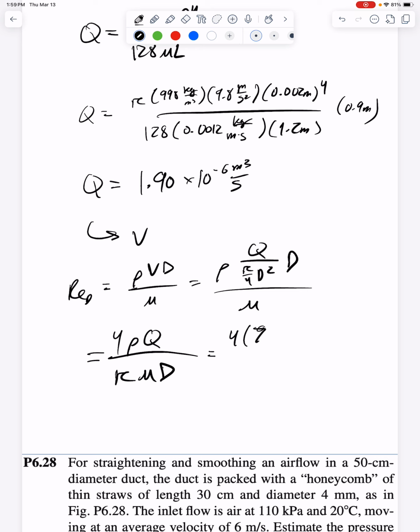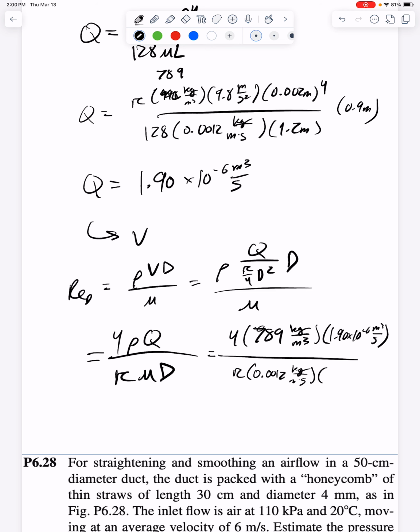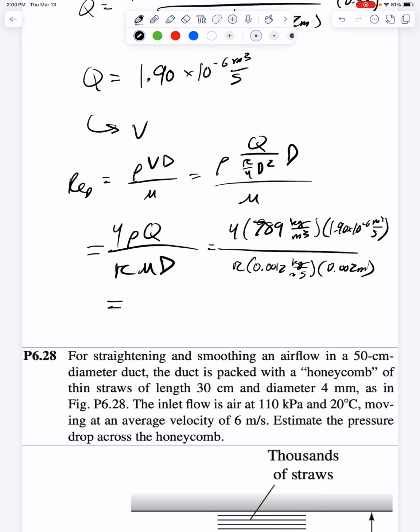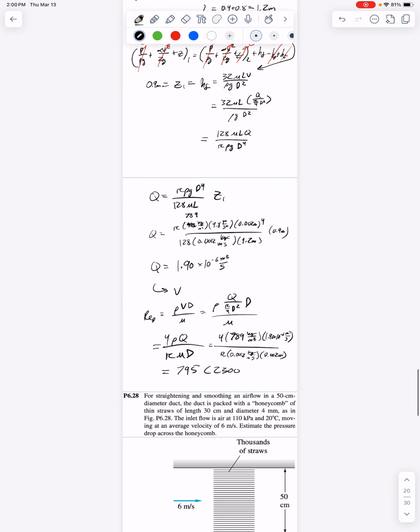Plug in my variables of interest. I specified this wrong here. We're working with ethanol. Remember that. We're working with ethanol. Volumetric flow rate, pi times viscosity, 0.0012 kilograms per meter per second, times diameter, 0.002 meters. This gives me a Reynolds number of 795, therefore obviously less than the critical number. We're good. This problem checks out and we've solved for the Q value.